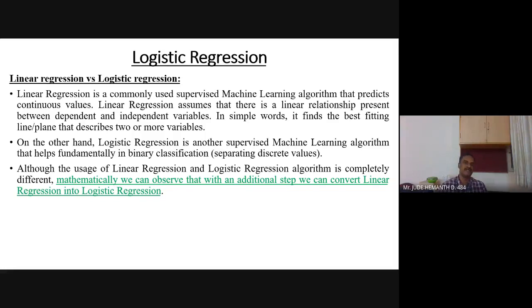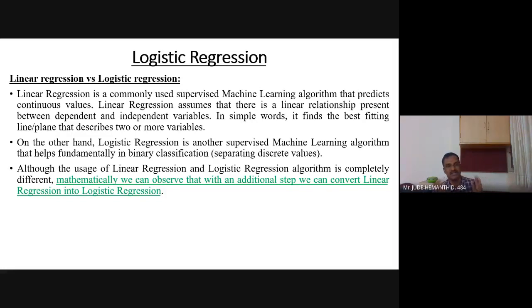Although the usage of linear regression and logistic regression is completely different, right? Linear regression only for regression, logistic regression, even though it has the name regression, within it, it is used for classification. Mathematically, we can observe that with an additional step, we can convert linear regression into logistic regression. That means logistic regression doesn't have any independent algorithm or method. It is actually based on linear regression.